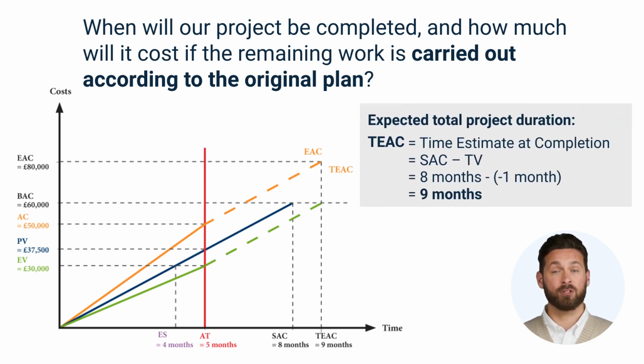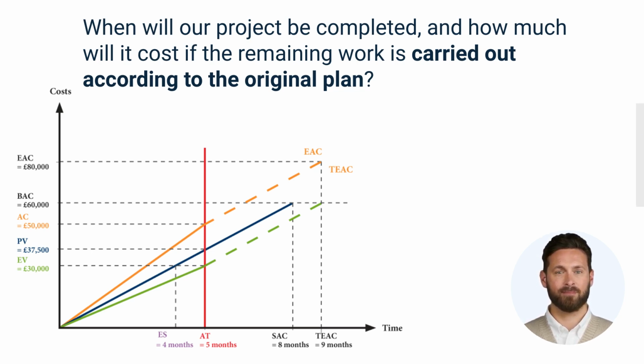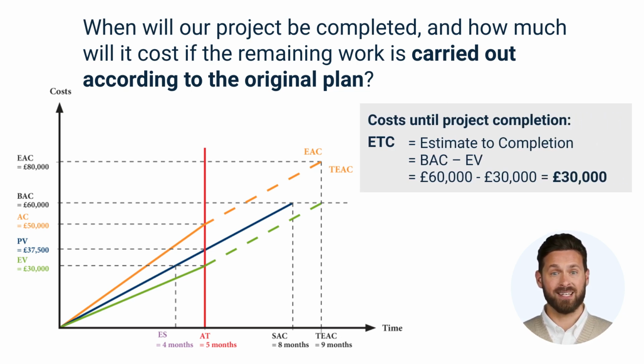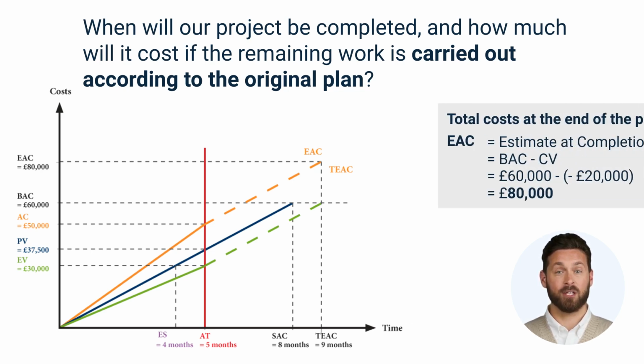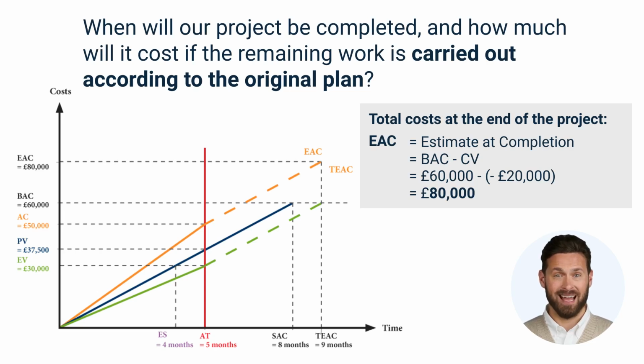The expected total project duration is calculated by subtracting the identified time deviation from the scheduled total duration, SAC minus TV, resulting in a duration of 9 months. The costs until the project completion in this case result from the difference between the total budget and the earned value as of the reporting date, BAC minus EV. This calculation forecasts a required remaining amount of £30,000. To determine the total cost at the end of the project, estimate at completion, we subtract the identified cost variance from our total budget, BAC minus CV, which brings us to a result of £80,000.